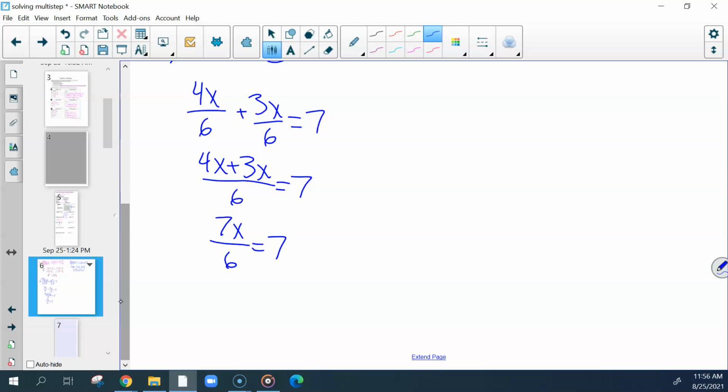So I could multiply this by 6. These would cancel, leaving just 7x equals 42. And divide both sides by 7. I could have also multiplied both sides by the reciprocal, 6/7.